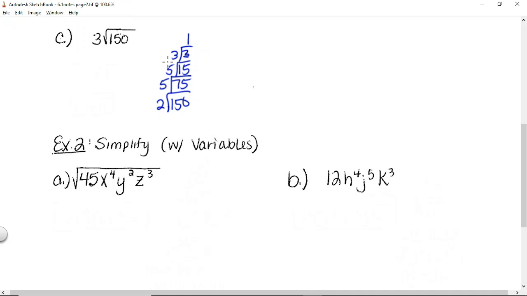Okay, so we look for pairs. The only pair we have is this. So a 5 goes on the outside. We have 1 pair of 5, so a 5 goes on the outside. We also have 3, of course, on the outside because that was already there. And so you have 3 times 5 on the outside. The 3 came from already being there. The 5 came because we have a pair of 5s when we do the prime factorization. What goes inside is that 3 and this 2. So that goes inside, 3 times 2.